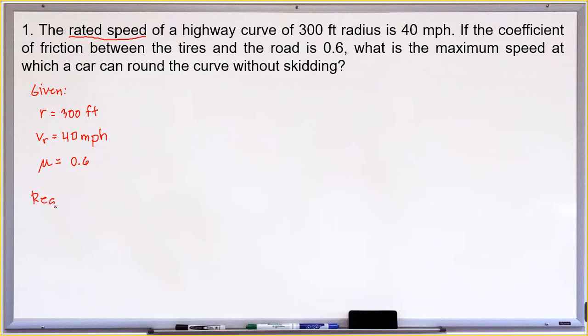So the next thing required for this problem is the maximum speed. So that is V max. Okay, wala may requirement, no? So let's express our maximum speed in terms of miles per hour na lang. So solution.